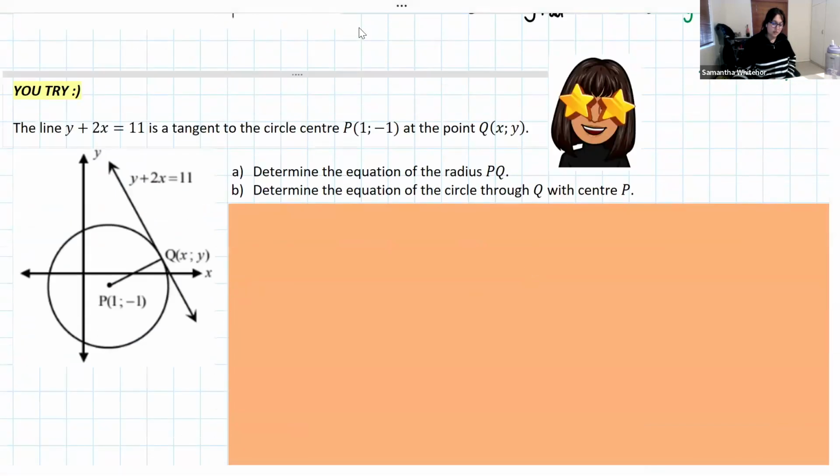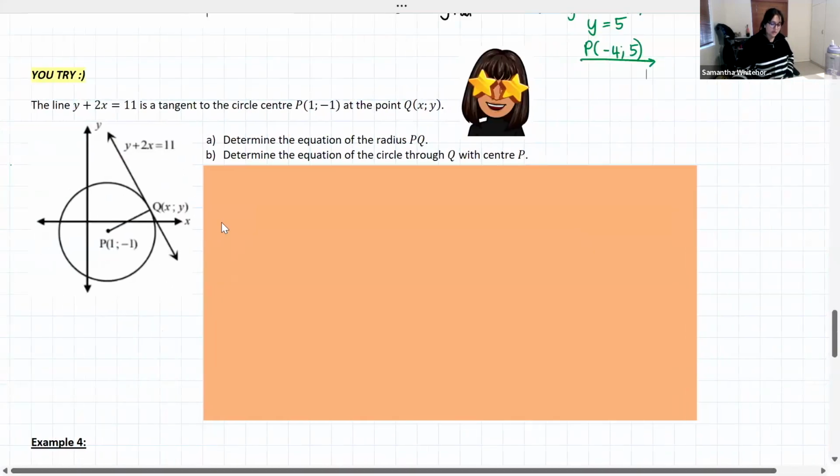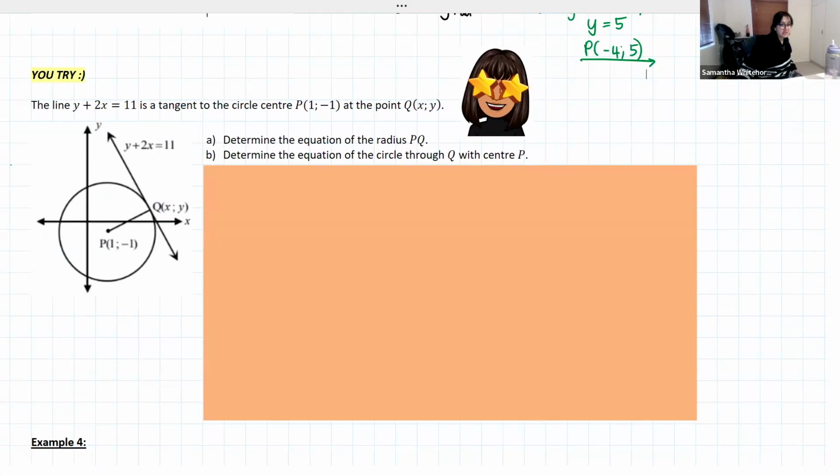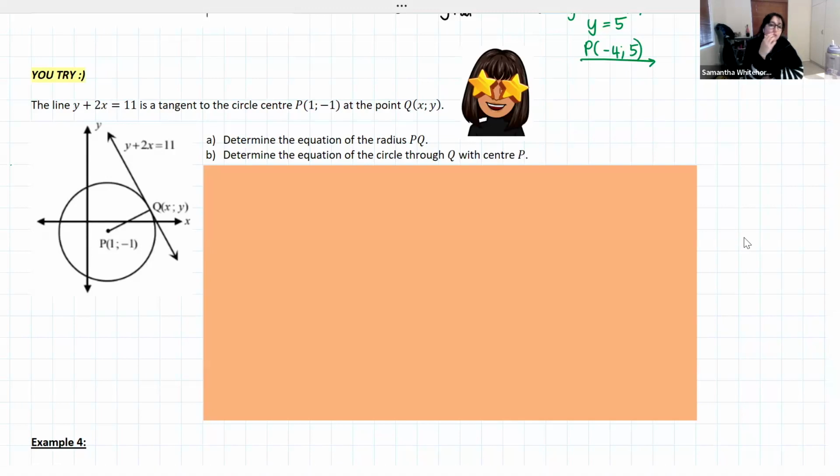Right, I'm going to make this a touch smaller, just a touch. Okay, so I've got a diagram for you here that's basically the same thing. The line y plus 2x equals 11 is a tangent to the circle centered at P(1, -1) at the point Q(x, y). I want the equation of the radius PQ. So what is the equation of that straight line PQ? And I want the equation of the circle through Q with center P. So basically the equation of the circle.